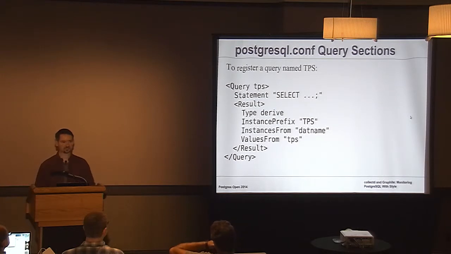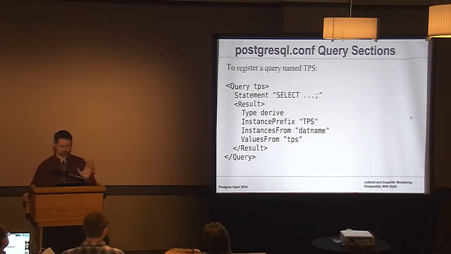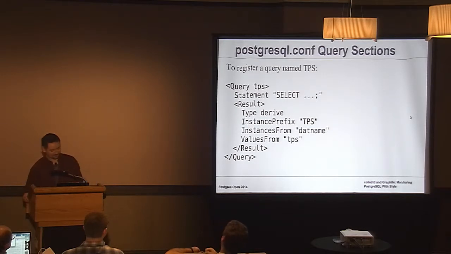The query sections come in several parts. You've got your select statement, and then your result definition. So you basically have to say, of the select statement, there are three basic types in Graphite. There's derive, there's, I can't remember them, but we'll get to that later. The three types of graphing points basically decide how to display your graphs.